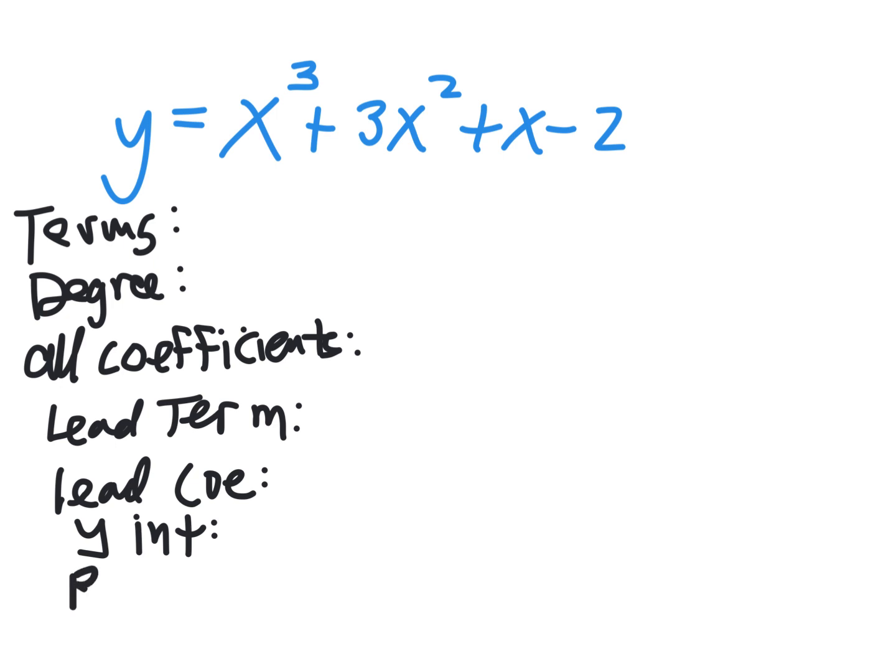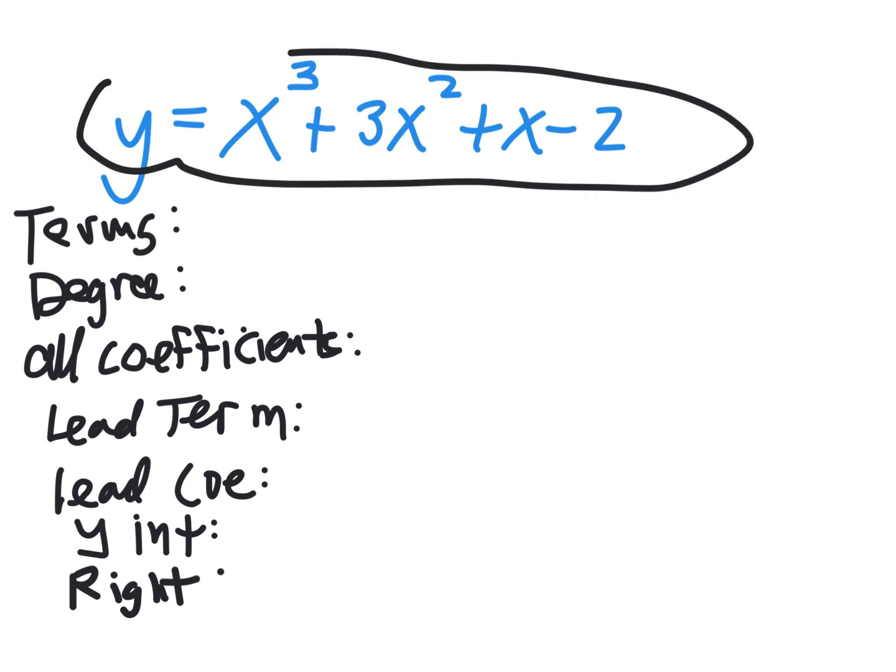Oh, and there's another thing. You know the right end? I always do the right end first because it's the first thing you see when you see this equation here. The first thing you see after the y equals, that tells you the right end. And I'm fine with you doing an up arrow or a down arrow. And then the left end is either the same or different.